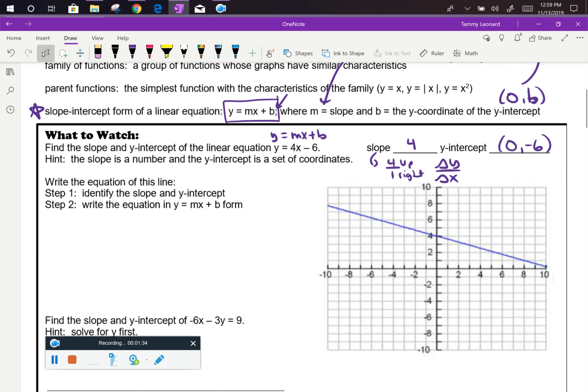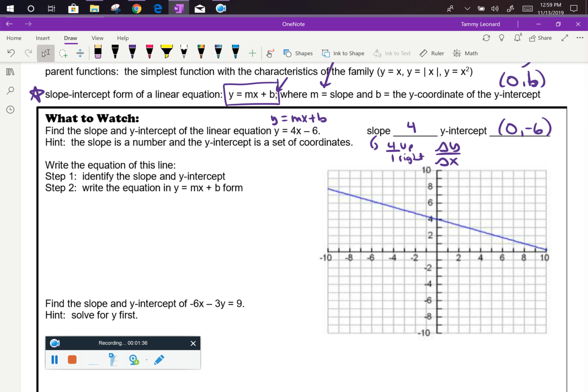In addition to being able to look at an equation and identify the parts that we could use for making a graph, we want to be able to write an equation for a line when we're looking at the line on the graph. So we want to look for the same pieces. Notice right here we have the point 0, 4. That's the y-intercept.